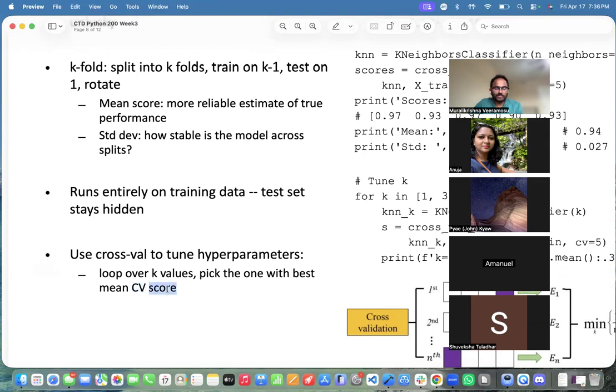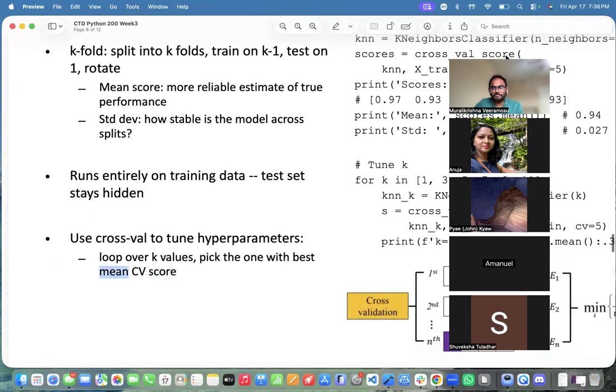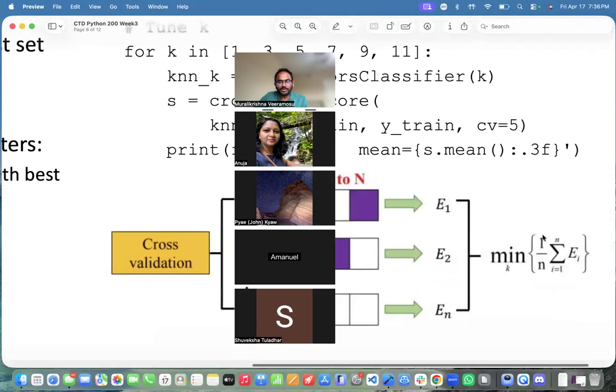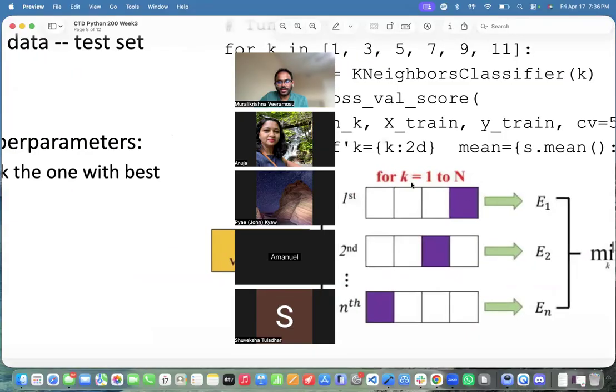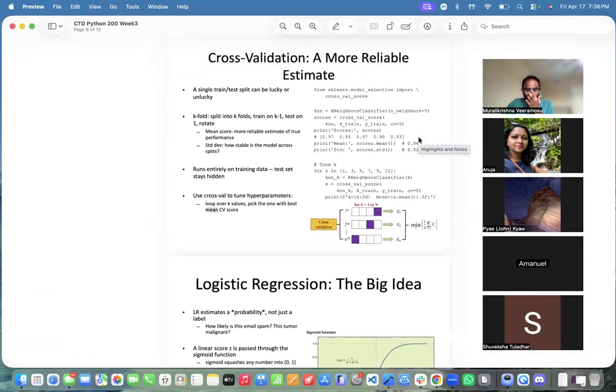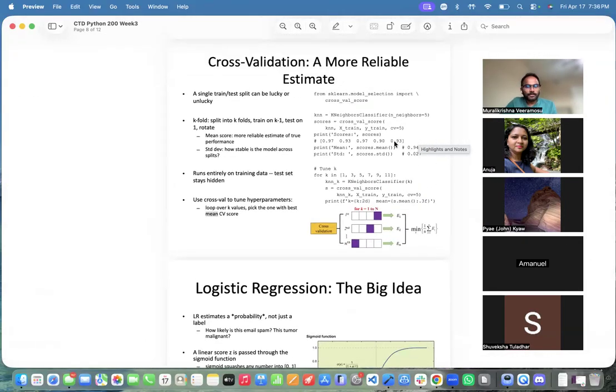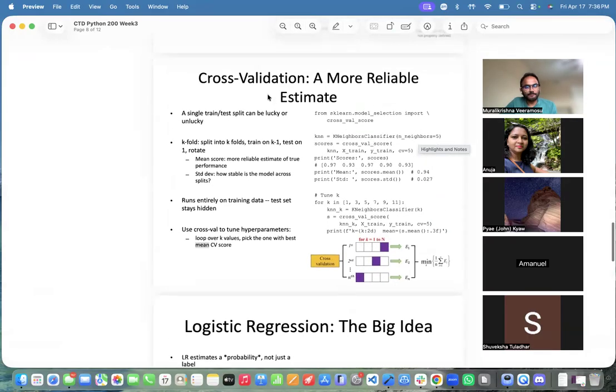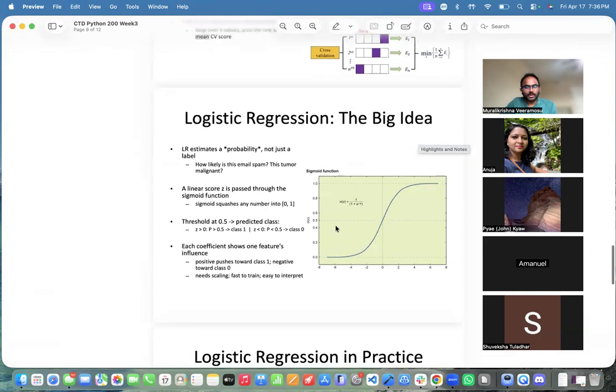Whichever k gives the best mean score, you choose that k as your k nearest neighbors in order to train the model. So this is about finding the k with the cross validation technique.